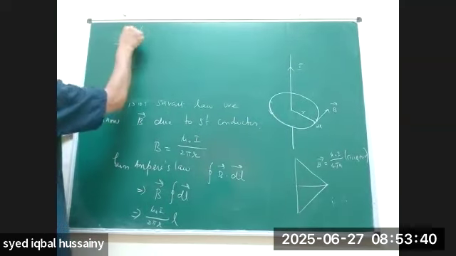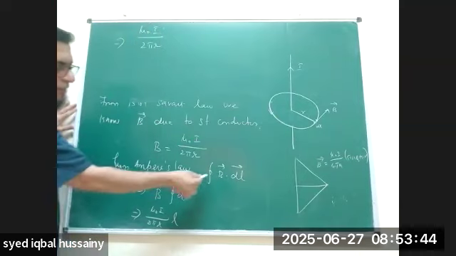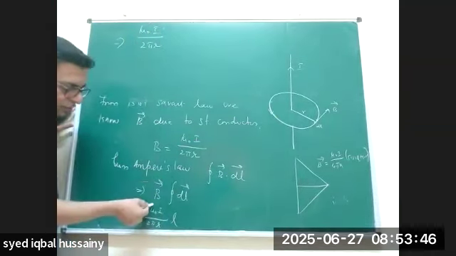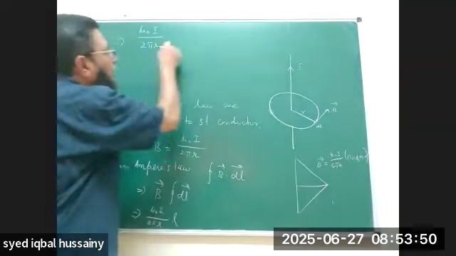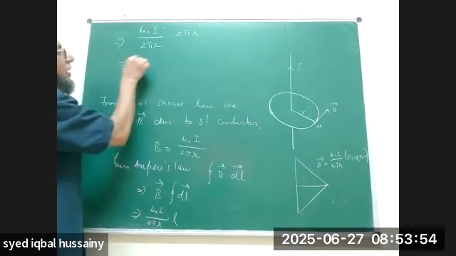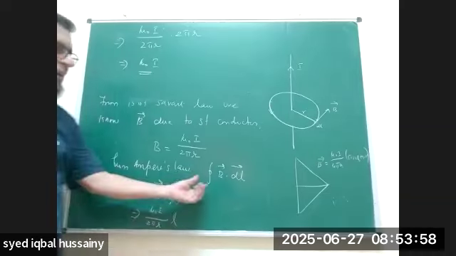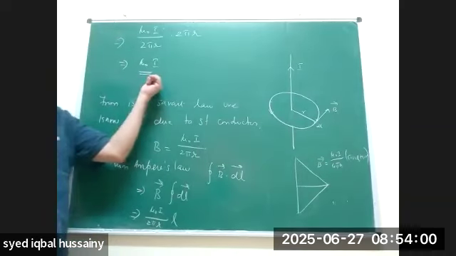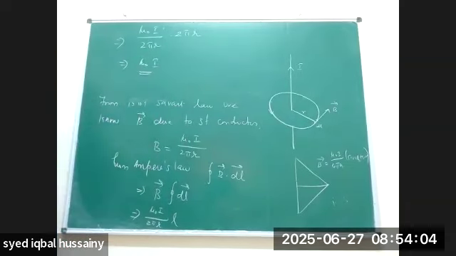Therefore, mu naught I divided by 2 pi r. For B, I substituted this value. Integral dl is L, and the length of the circle is 2 pi r. So they cancel, and we get mu naught I. So the circuit integral of B dot dl will be equal to mu naught times I. So we proved Ampere's circuital law. Understood? Yes, sir.